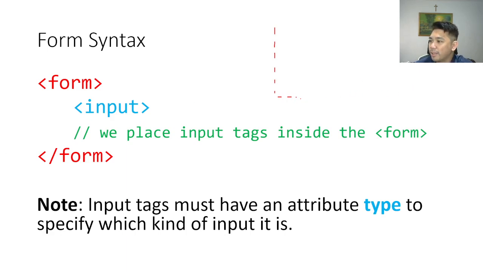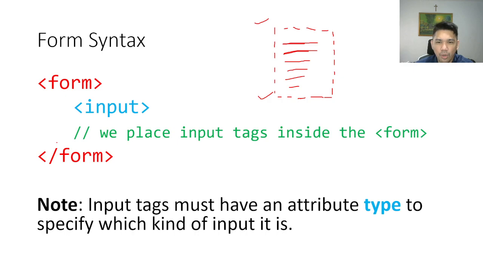So going back, think of the form as an invisible rectangle. This is the start of your form. This is your slash form. Every time you put an input tag, you write it inside the paper, inside the form. So one input tag, another input tag, you may add as many input tags as you need.